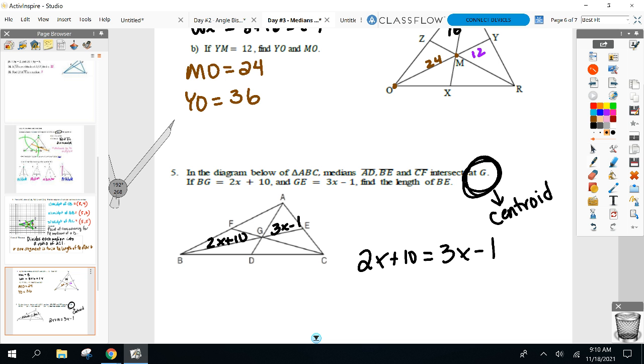Anybody want a little help? What's up, Tim? You can multiply 3x minus 1 by 2. I can multiply the 3x minus 1 by 2, or if I was feeling really nuts, I can multiply 2x plus 10 by 1 half instead. Does everyone see why it's getting multiplied by 2? Vertex to centroid is equal to double the other piece. Yep.